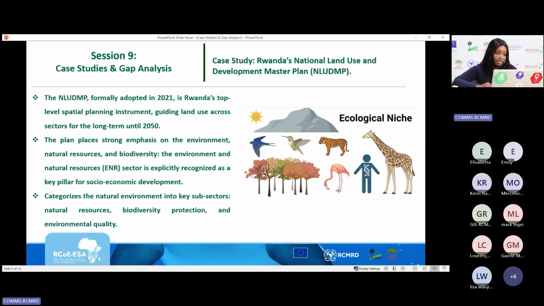So another thing, I mentioned it was adopted in 2021. The plan places strong emphasis on the environment. We've mentioned that. And then it's able to categorize the natural environment into key subsectors, which is important for coherency. So natural resources, biodiversity protection, and environmental quality.